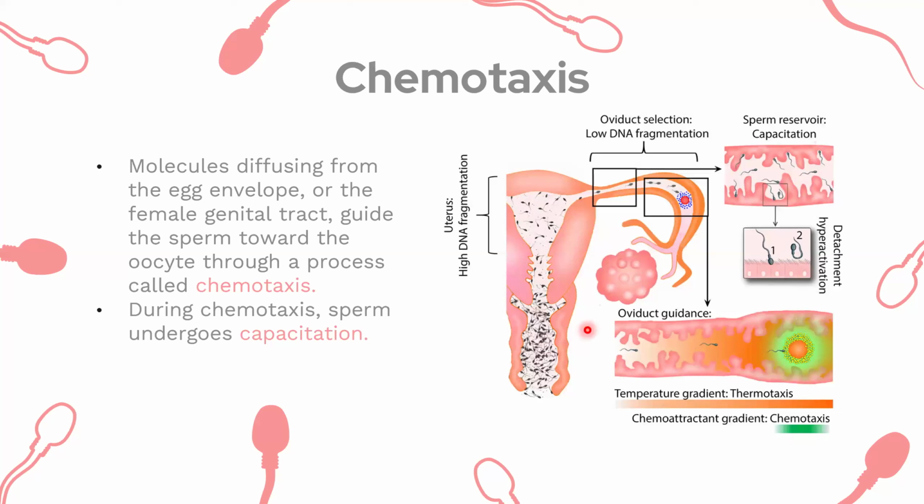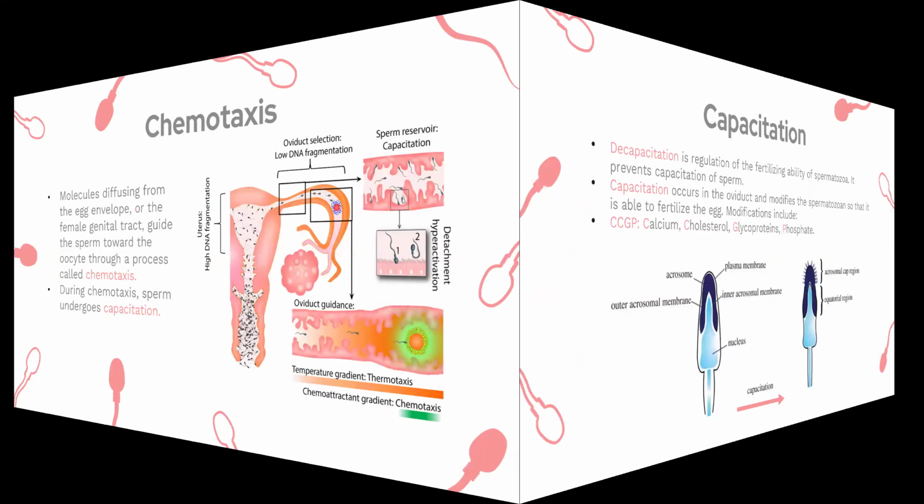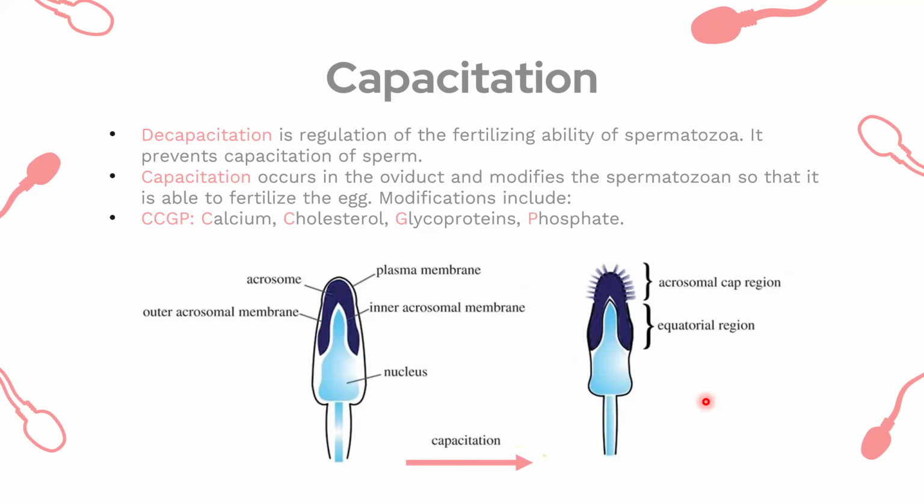So the process upon which those sperm can actually reach the ovum is called chemotaxis, and it creates this gradient so that the sperm can be attracted to the ovum and so that they can actually reach it. Now, in order for this chemotaxis to take place and in order for the sperm to become motile, they need to undergo a process called capacitation. What is capacitation? Capacitation is basically modification of the sperm such that it is able to actually fertilize the egg.